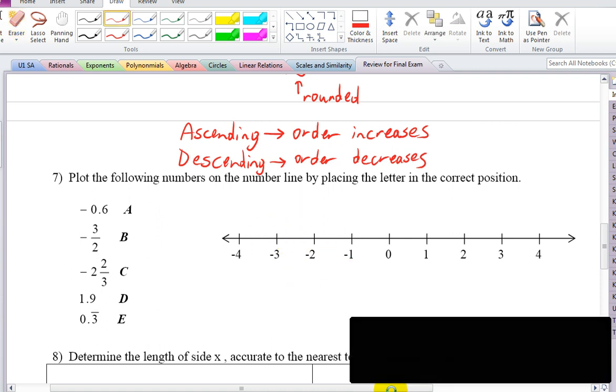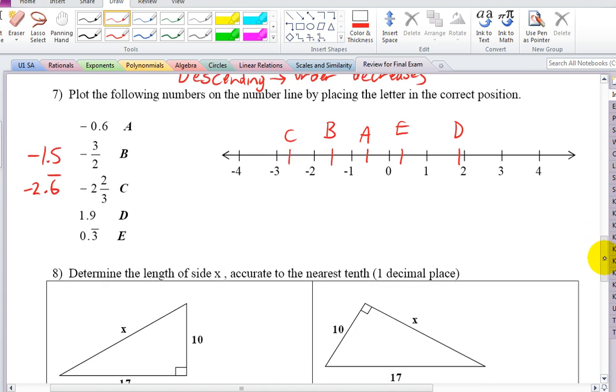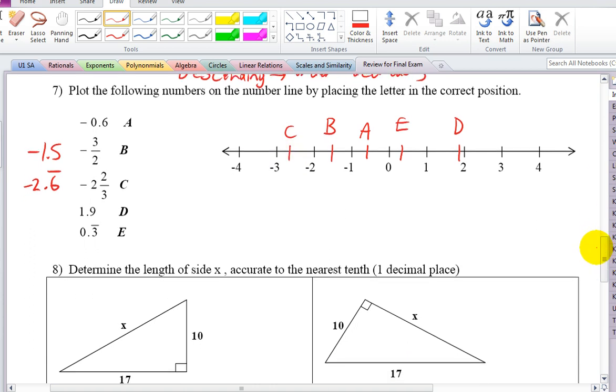Okay, so I put C, B, A, and D. And E is 0.3 repeating, so it should go here. For E, I'm looking to be on the left of 0.5. That's what I would check to mark where you put your line. For D, it's got to be really close to 2. B should be in the middle. A should be slightly to the left. And C should be slightly to the left. Any questions how to do that? So once you get your decimals, way easier. Watch for your negative signs and whereabouts they should be put.